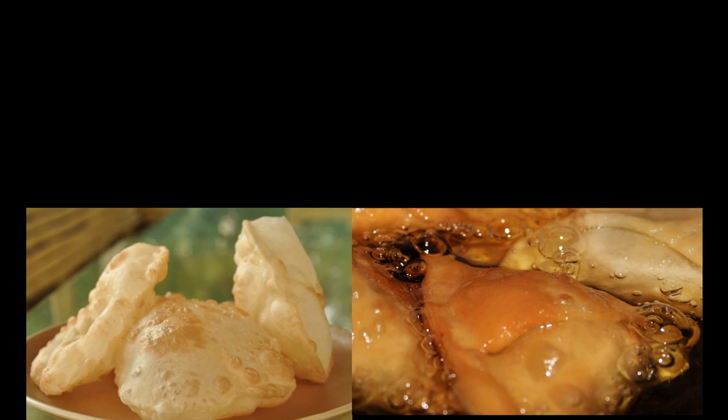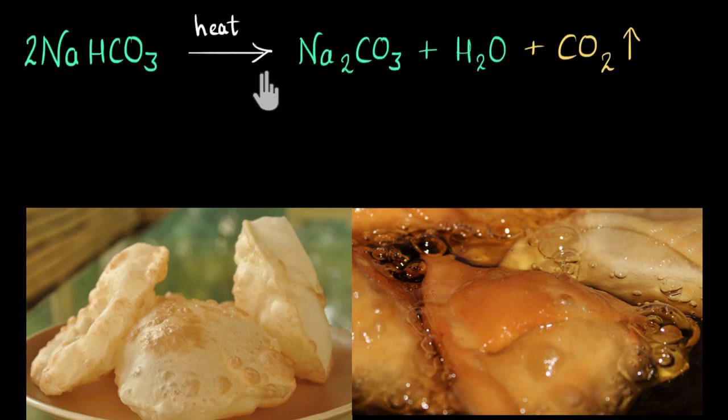The reaction looks something like this. Baking soda on heating will decompose to give sodium carbonate, Na2CO3, water, and carbon dioxide gas is released. And now this gas gets trapped inside. And that's why our bhatura looks very puffed. See over here, samosa also looks very puffed, right?